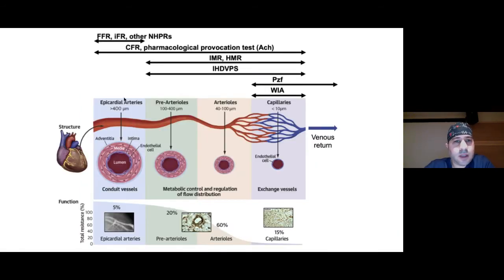So in regards to today's talk, I'm going to be discussing the FFR and non-hyperemic measurements to assess epicardial arteries, whereas we're going to be talking about IMR to assess the microvascular system.